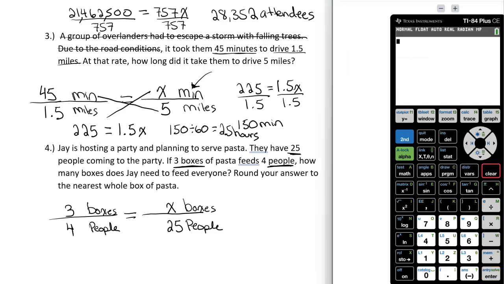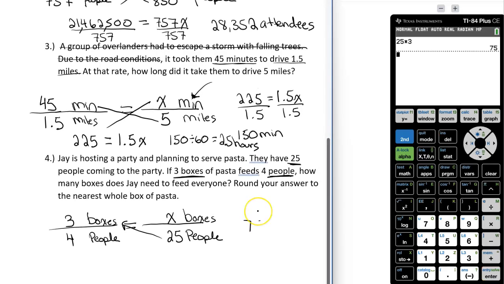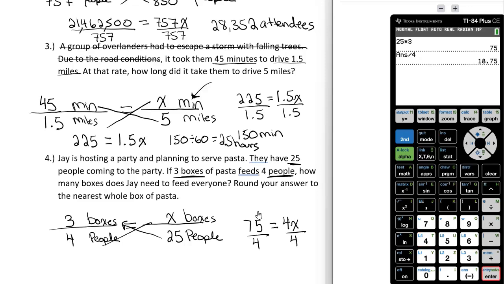I'm going to clear my calculator to start fresh. So now I multiply across and I get 25 times 3. That equals 75, there we go, equals 4x. Now I divide by 4. The 75 is already on the calculator, so I can just hit divide by 4.